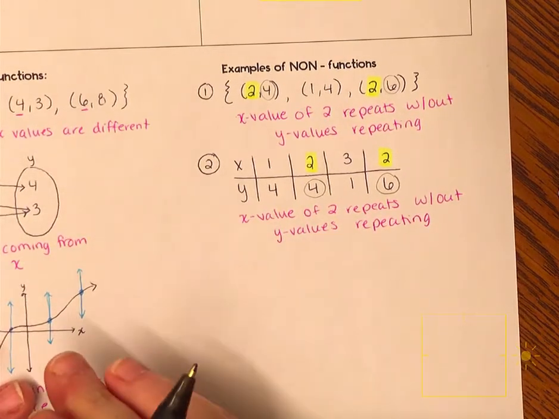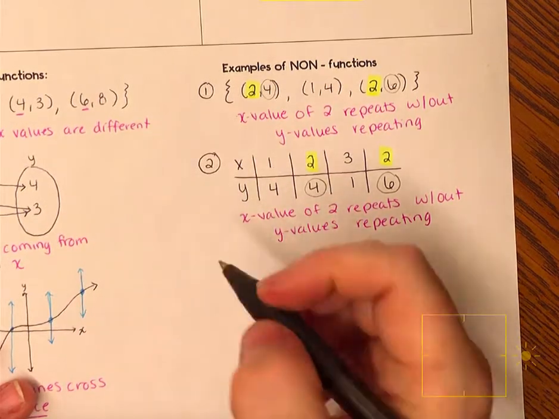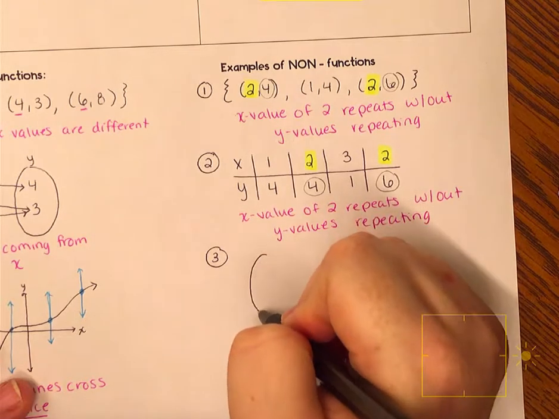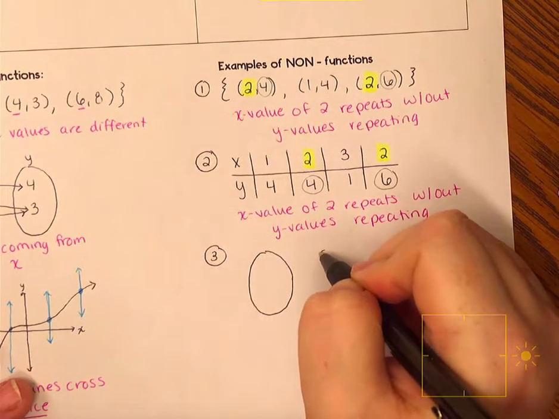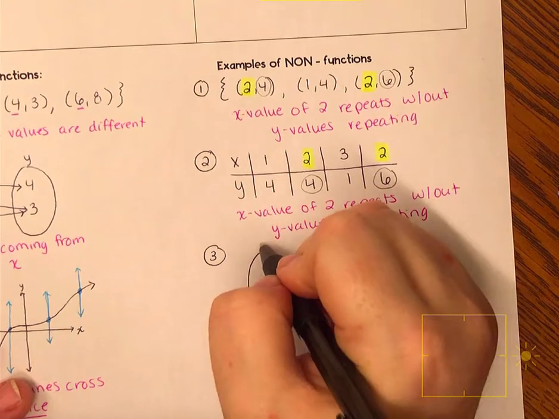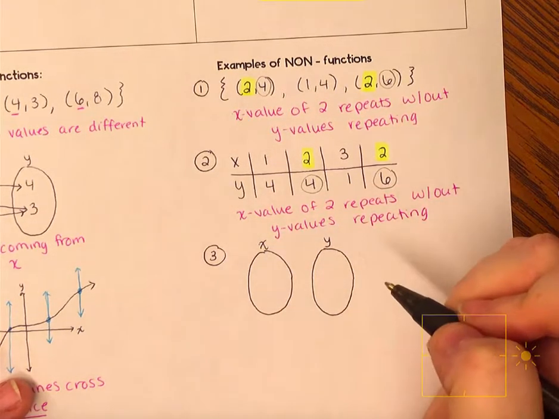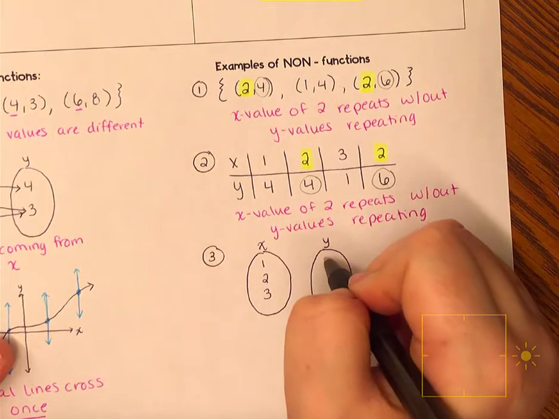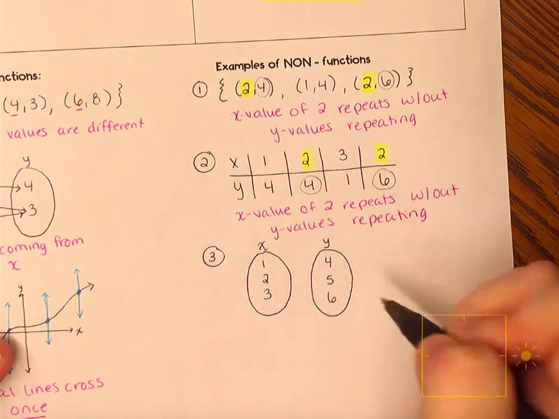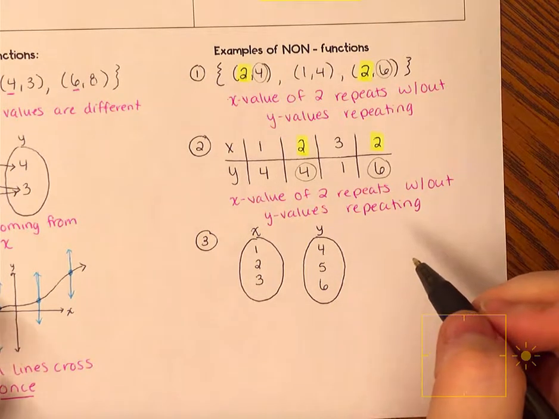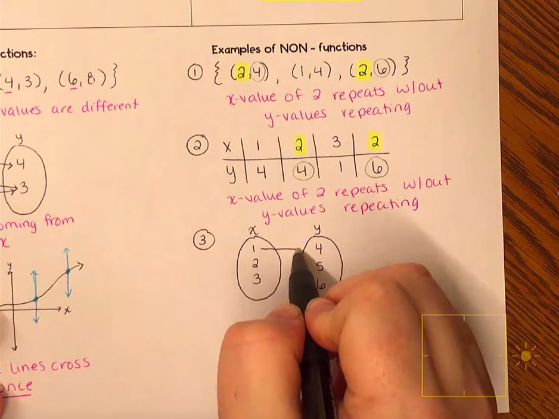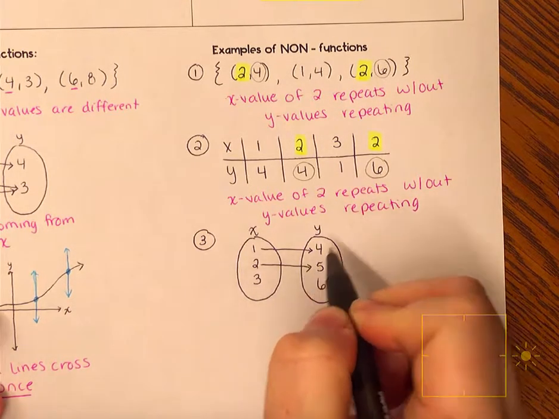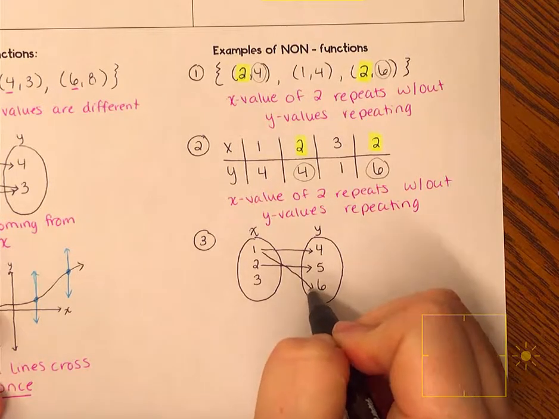Another way we can look at relations is in a mapping diagram. I'll have my mapping diagram where I have my two ovals and I have my input of x's and my output of y's. I'll just put some numbers in here. So I'll have 1, 2, 3, 4, 5, 6. But then what we look at is the arrows. So I'm just going to draw some arrows here. Just going to look to see what happens with them. I'm going to draw a couple of arrows.